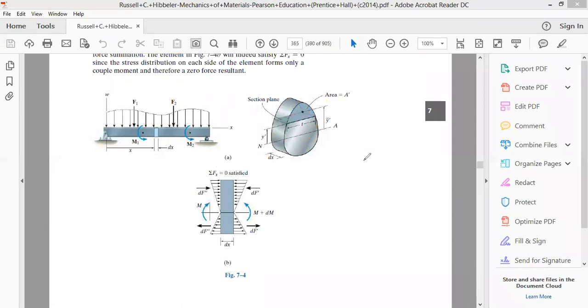Now see, as far as this total area is concerned, this is the neutral axis. This is our x-axis. Take this area out. Above the neutral axis, there will be compressive stresses, that is compressive forces, and below the neutral axis, there will be tensile forces and tensile stresses. How do we know this? Because we have already derived that sigma is equal to minus My divided by I. We know this.